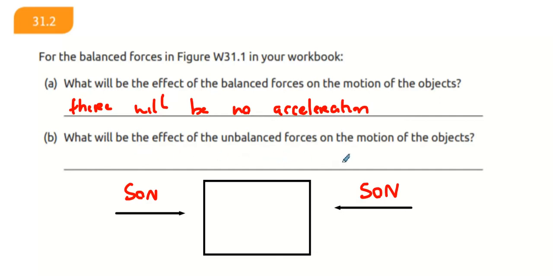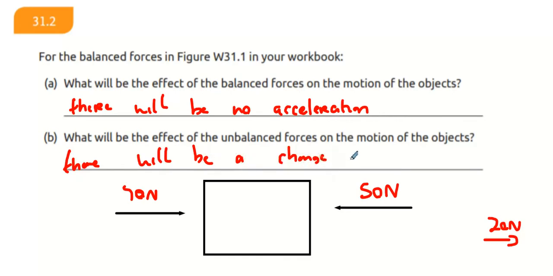What will the effect of unbalanced forces be on the motion of an object? Well, very simply, if I change that 50 to 70 newtons pushing to the right, and 50 newtons to the left, that'll be 20 newtons to the right. This means that there will be an acceleration, or there will be a change in velocity. The change of velocity can be up or down, you could be slowing down or you could be speeding up, depends on the situation.